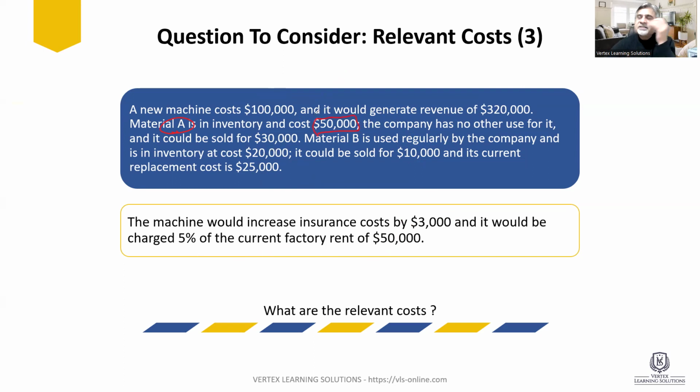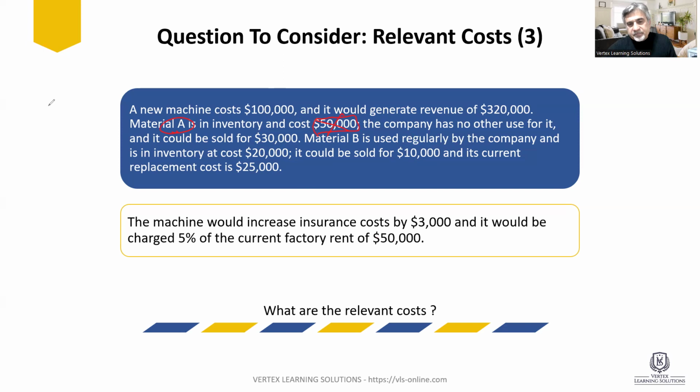Whenever it says that something cost you 5,000, 50,000, 5 million, you will always cancel it out. Cost is never relevant because this is something which happened in the past, before this decision. And past costs are not relevant costs. So I don't care whether you bought it for 5,000 or 50,000. It was before the decision. So just ignore it.